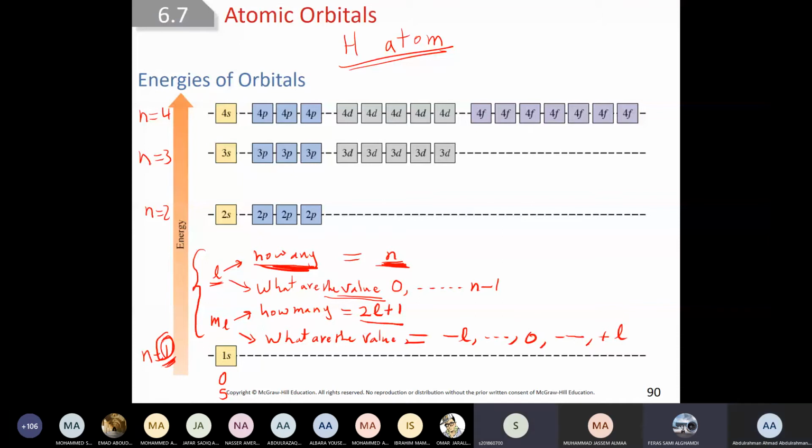What's the value? 0. From minus 0 to plus 0, which is 0. Exactly. So this is the solution. Good. Let's go to n equal to 2.